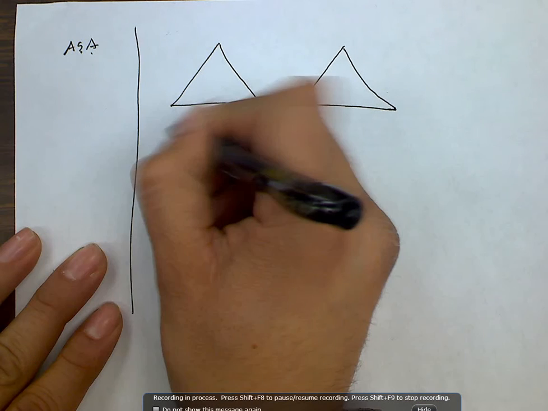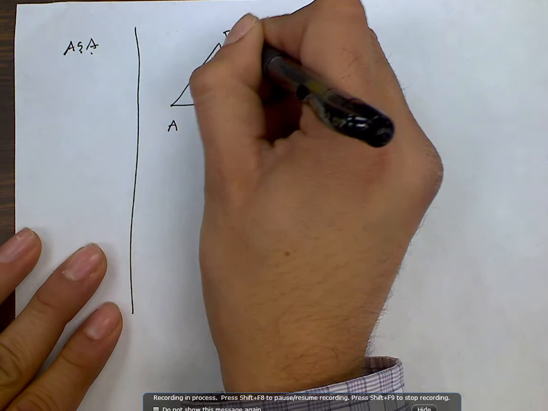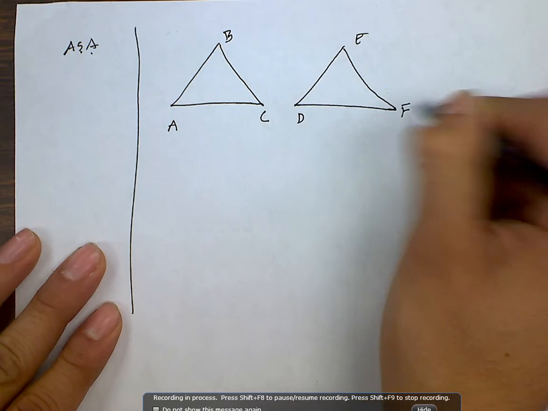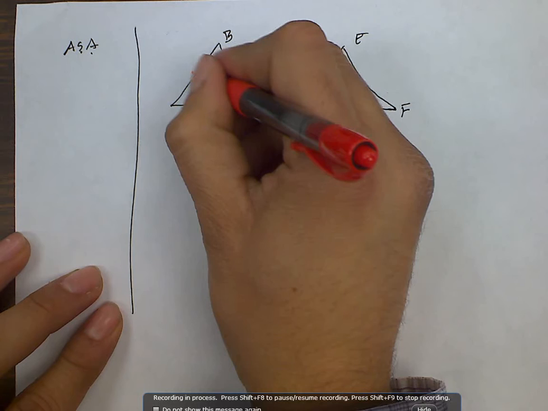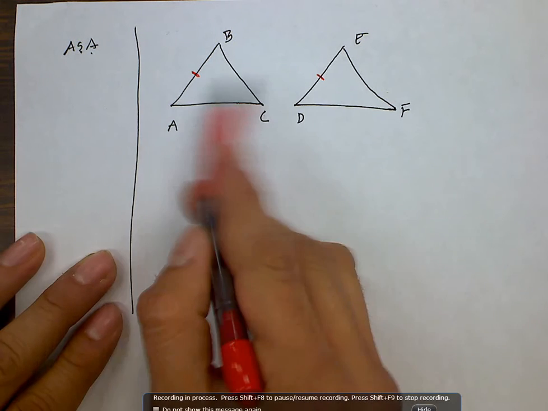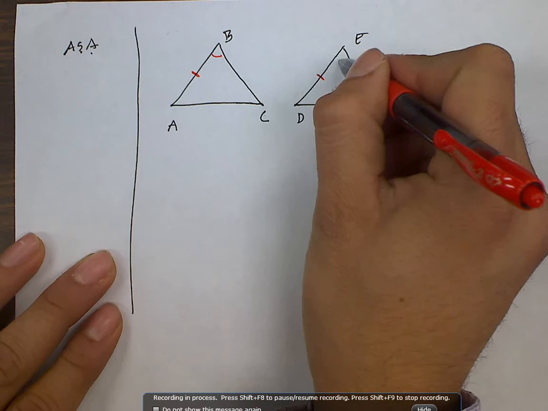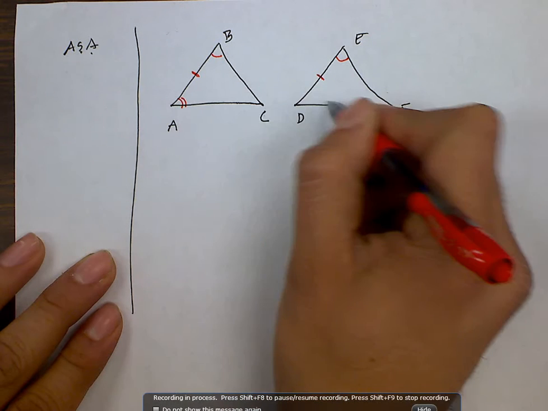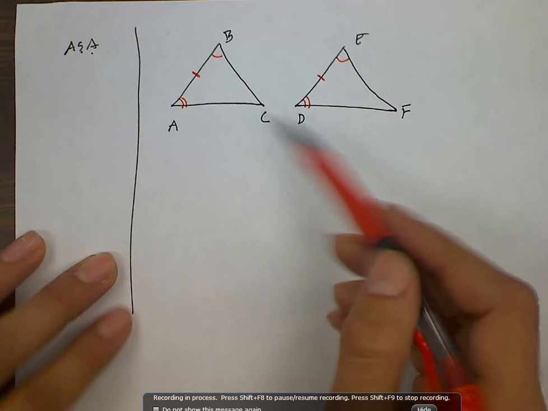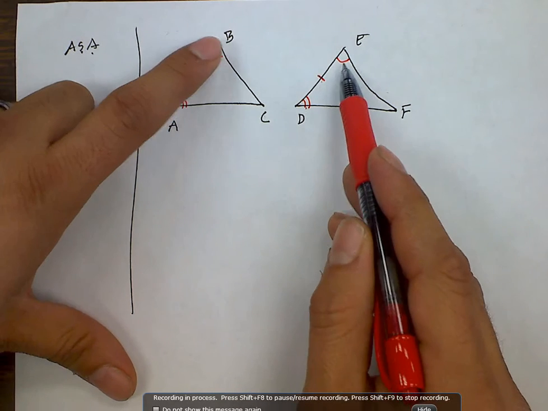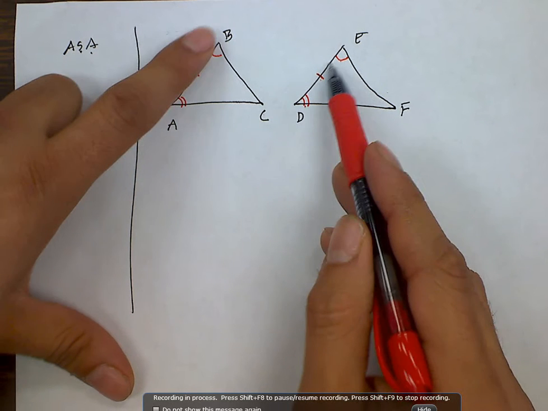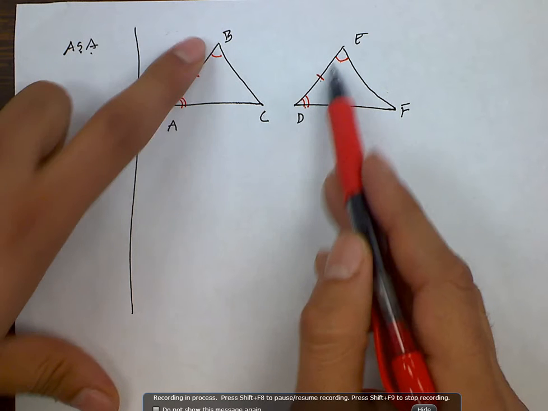So this one is A, B, and C. This one is D, E, and F. So I'm going to say that AB is congruent to that. Now that's the included side, so that means this angle is congruent to that one, and angle A is congruent to angle D, right? So that means we have an angle, a side, and an angle. So pair of angles, pair of sides, pair of angles, and these sides are between the two congruent angles.